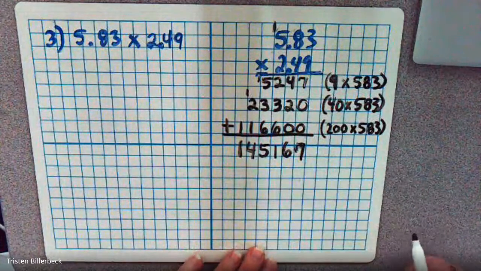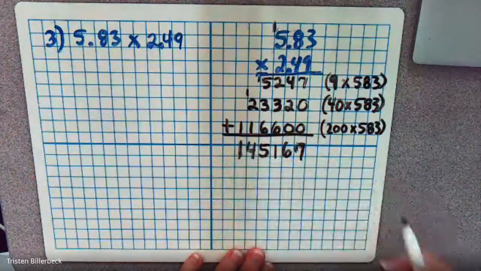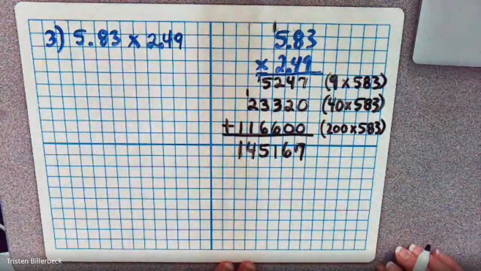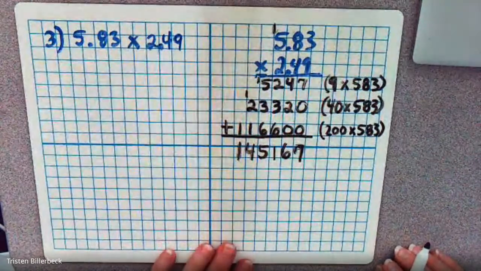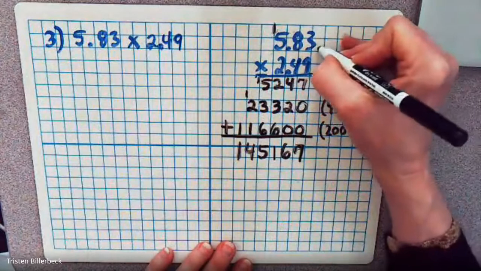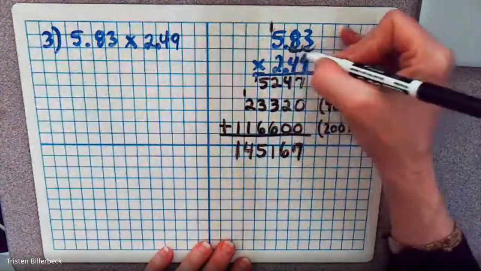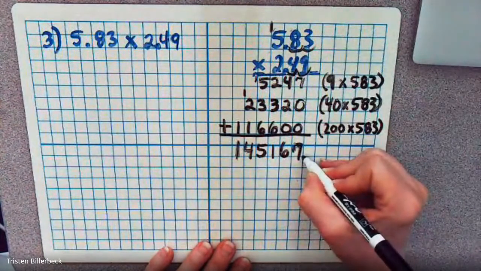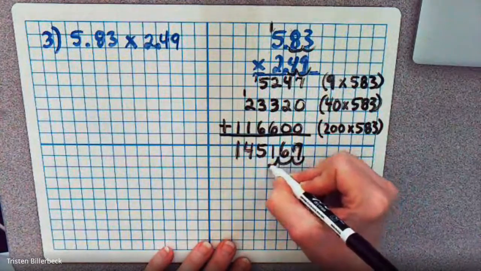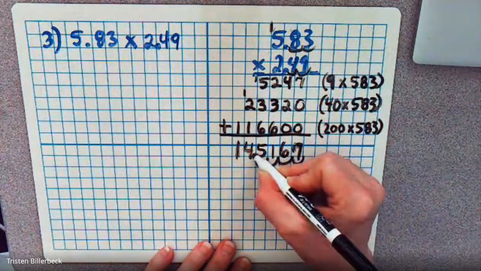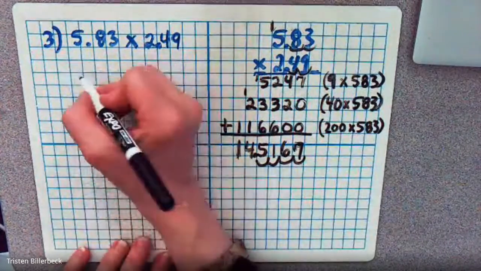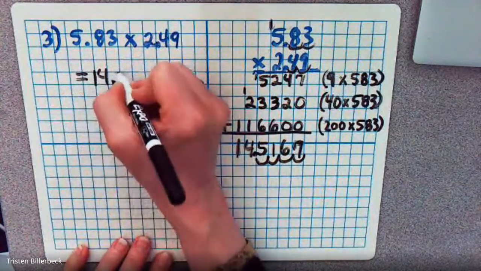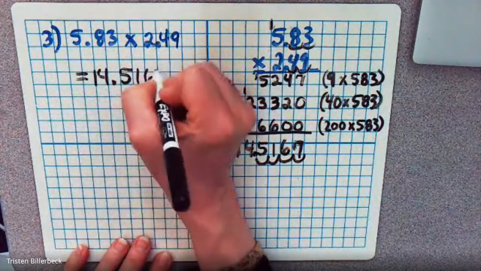Okay, so now is the difficult part of figuring out, well, we have the number. We know how to multiply with all these numbers, but where does that decimal go? So this is how you figure it out. So you move 1, 2, 3, 4, and then you start over here and you move 1, 2, 3, 4. So the decimal goes here. So our answer to this question is 14.5167.